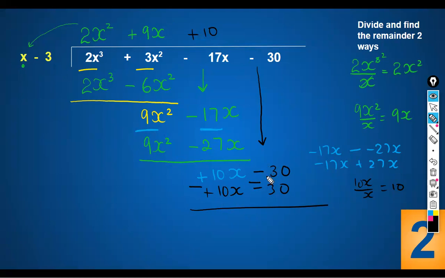And it just so happens the last final answer is also 0. Minus 30 minus 30. 2 minuses are positive. So you end up with minus 30 plus 30, which is 0. So is x plus 3 a factor? Yes or no? Is it fair to say x plus 3 is a factor? Yes, because our final remainder at the end of the question was 0.